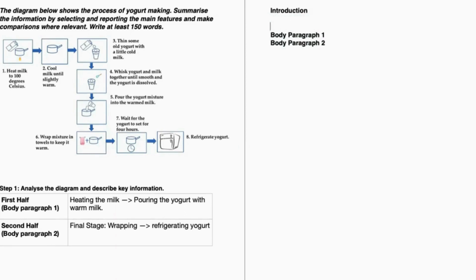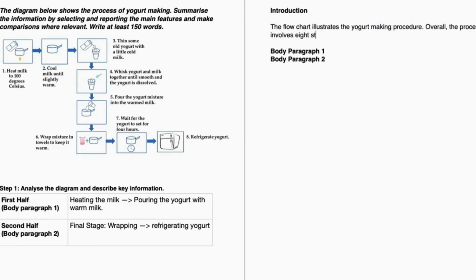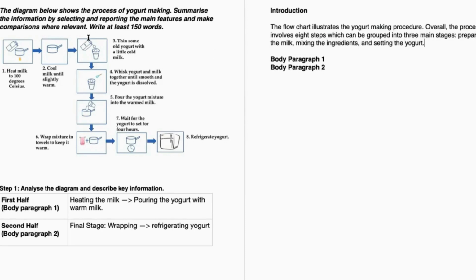So if you remember correctly, the first introduction paragraph is going to paraphrase the question, the task here that we see. So I'm going to start and I'm going to say the flow chart illustrates the yogurt making procedure. Overall, the process involves 8 steps, which can be grouped into 3 main stages: preparing the milk, mixing the ingredients, and setting the yogurt. And let's just talk about this here.